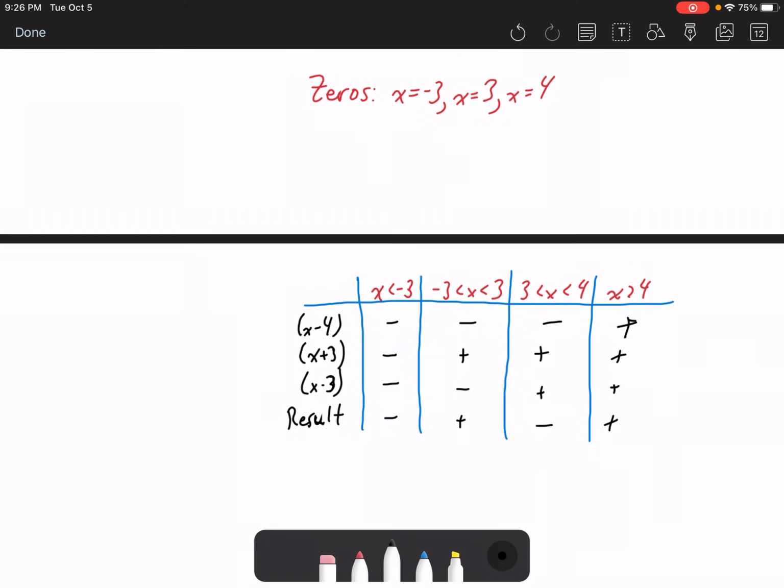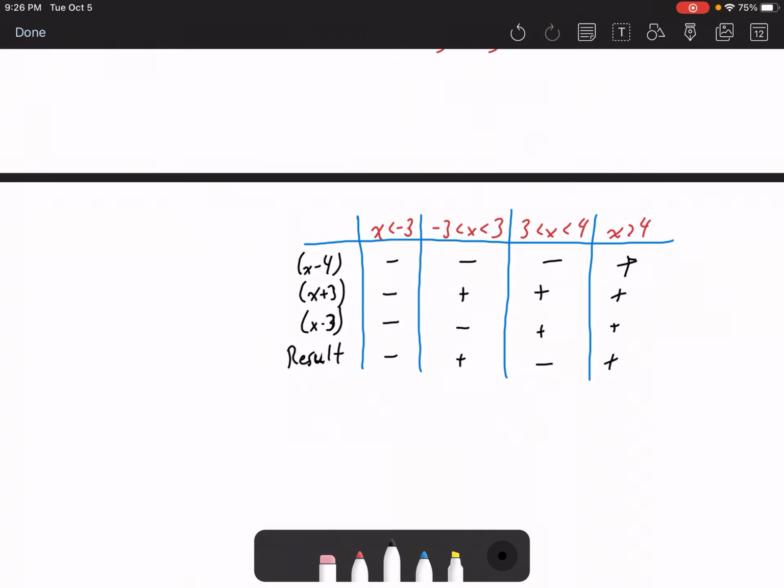Now please realize that it doesn't always switch between negative and positive. Sometimes it actually goes from a negative to a negative to a positive. Don't assume. So therefore, x minus 4 times x plus 3 times x minus 3 is greater than 0 when, again, we're interested in positives, x is between -3 and 3, or when x is greater than 4.